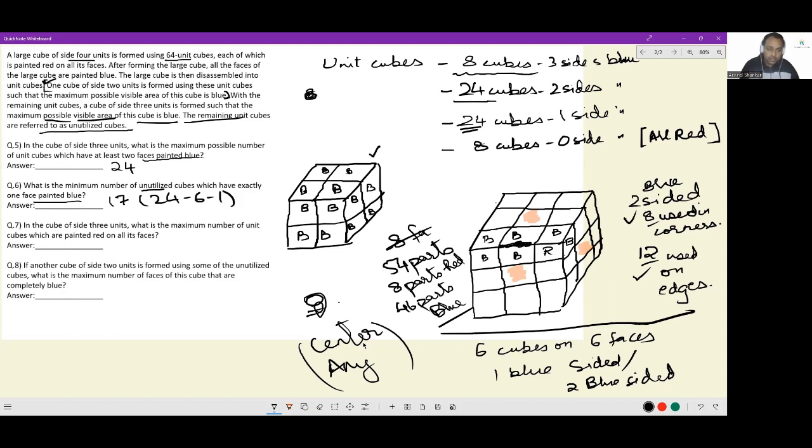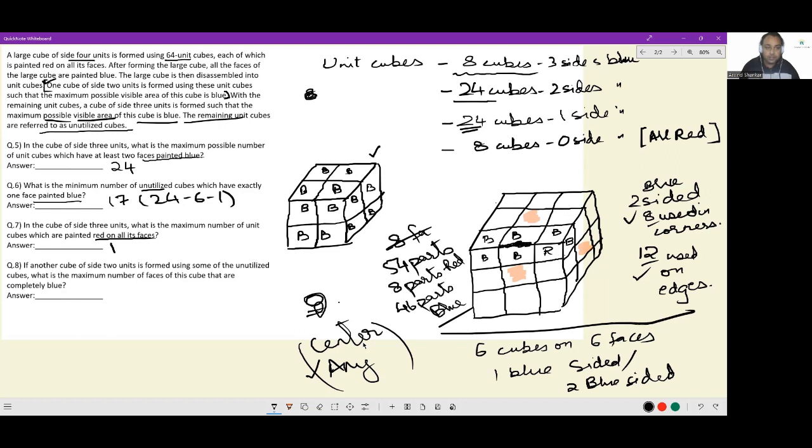Next, in a cube of side 3 units, what is the maximum number of unit cubes which are painted red on all its faces? Now, if I need cubes which are painted red on all its faces, they cannot come at corners, they cannot come on edges, they also cannot come on faces, they cannot come at these highlighted portions. The only place where you can have a cube which is painted red on all faces is at the center. And therefore, the maximum number of unit cubes which are painted red on all faces is 1.